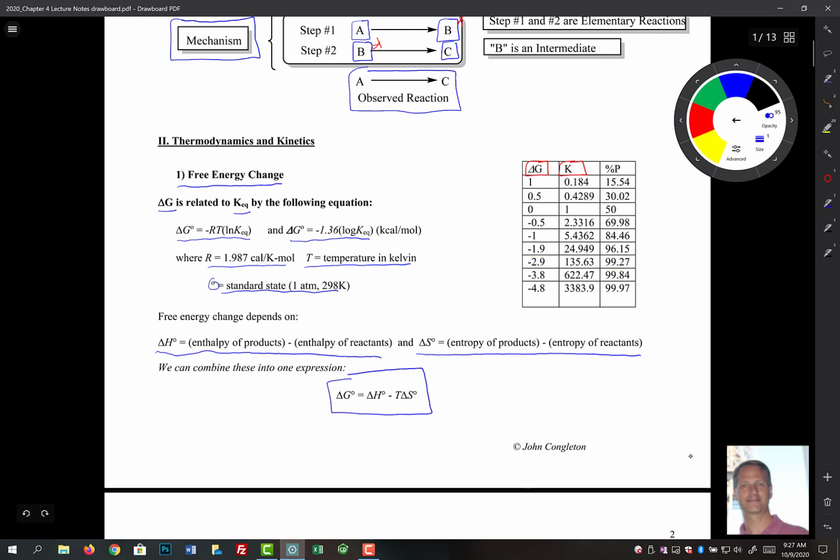So it's a good thing to remember that if your delta G is more negative than about 3 kcal per mole, then the reaction will go to about 99%.